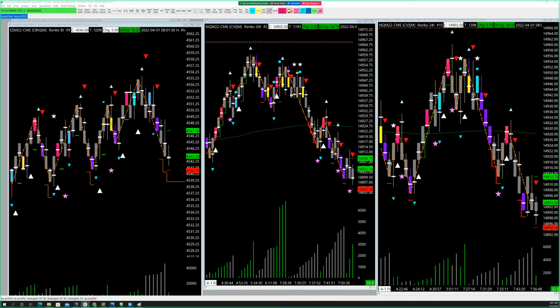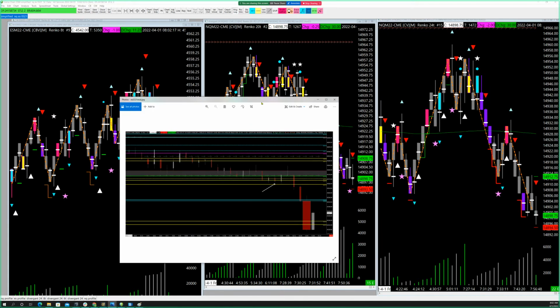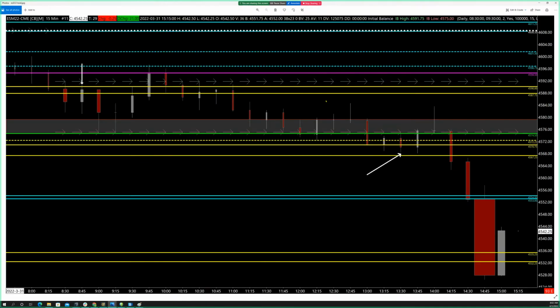So let's go with charts. Yes, 0331, end of day. There we go. Okay, so here's a yes. What you'll notice is, let me annotate this, this is prior day's point of control, this area right over here. I don't know if it'll let me annotate it or not.